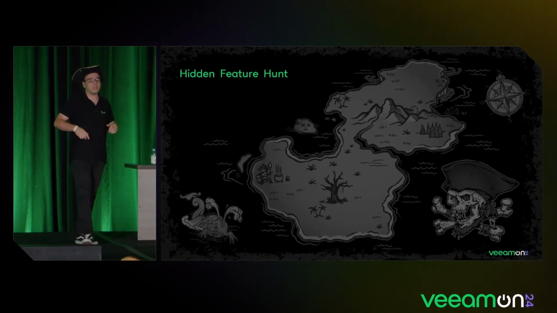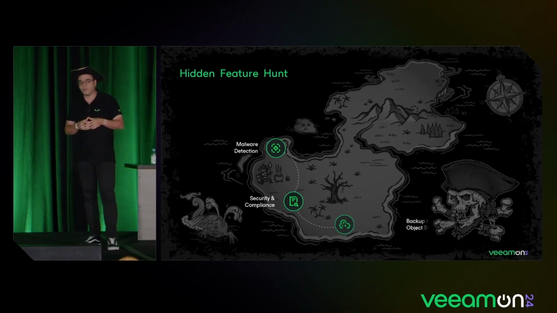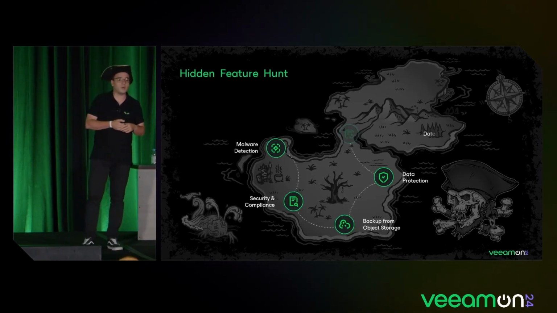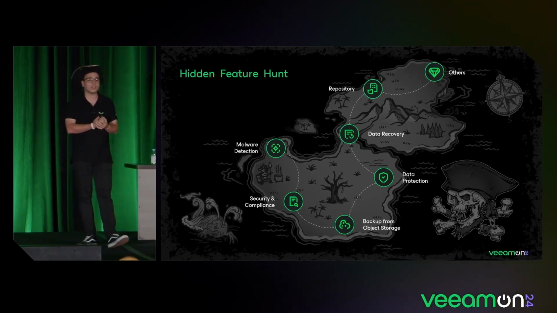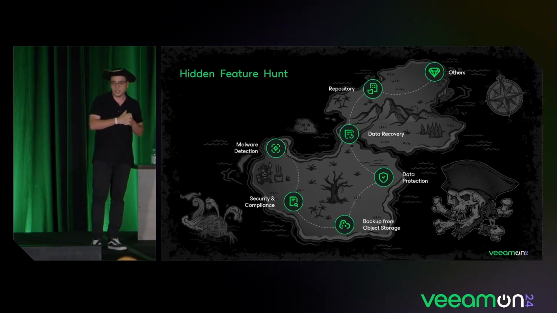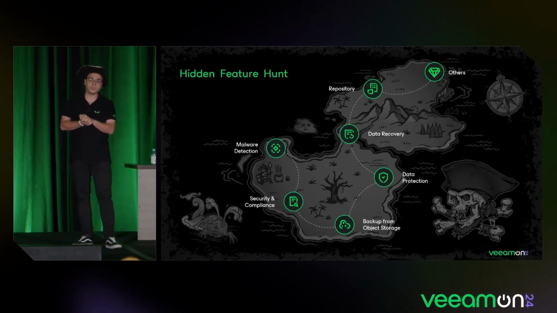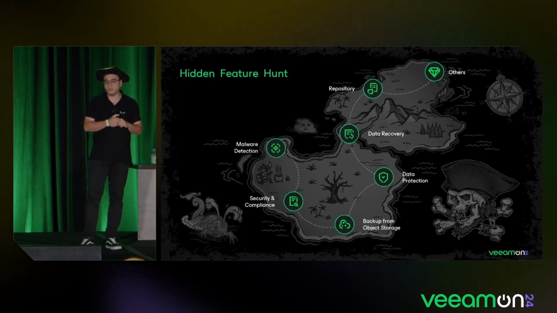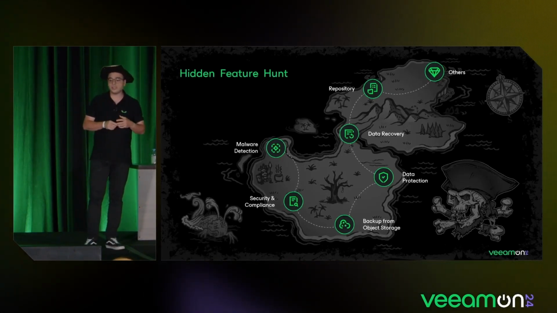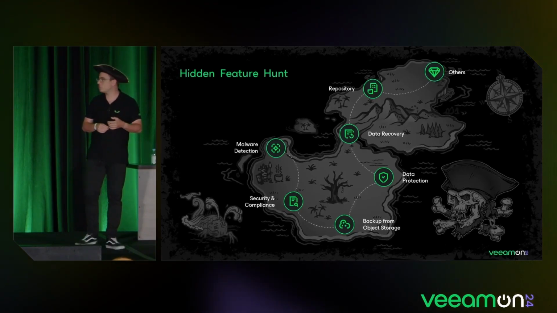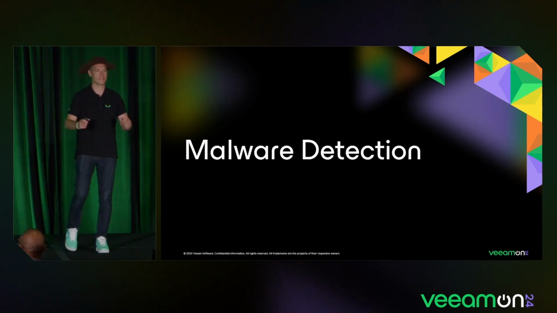Today we want to go on a hidden feature hunt together with you on our treasure island. We want to discover hidden features in our product, Veeam Backup & Replication version 12.1, about malware detection, about security and compliance. Then we go into a few features from backup from object storage, data protection and data recovery. In the end, we will talk about new repository features and some other small features which can help you in your daily work. So let's jump to the first area on our treasure map.